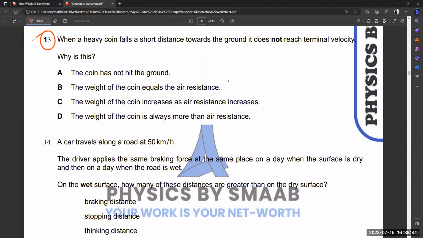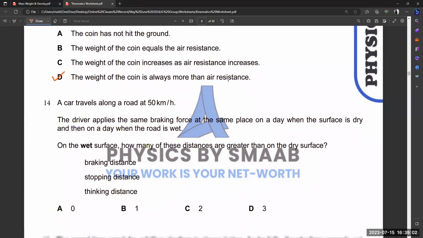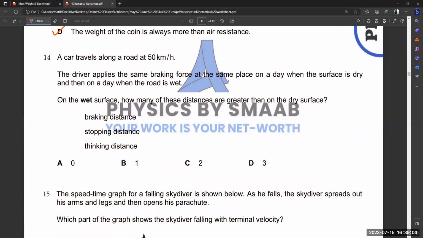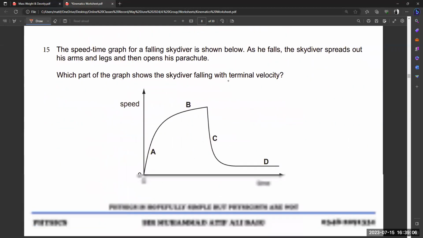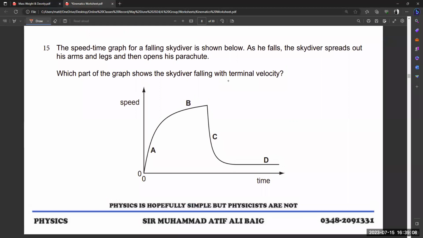Question number 13. When a heavy coin falls a short distance towards the ground, it does not reach terminal velocity. The weight of the coin is always more than the air resistance. The air didn't get time to balance, even because the distance was so short. Yes, because surface area is also very small and it is also highly dense if we compare it with the water surface.